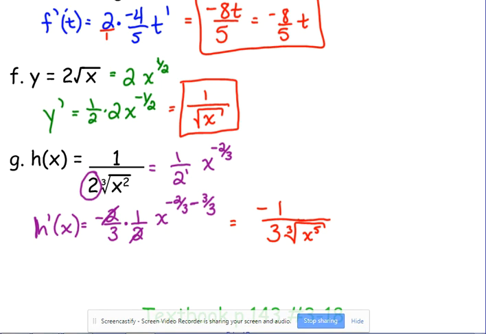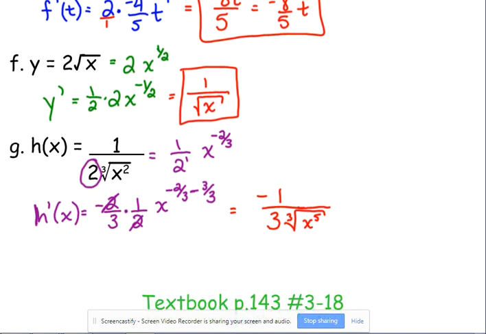Okay, so I want you to practice with this. Pretty easy, but you've got to make sure you get it right. So on textbook page 143, I want you to do 3 through 18. Shouldn't take too long, but make sure you've got them correct.